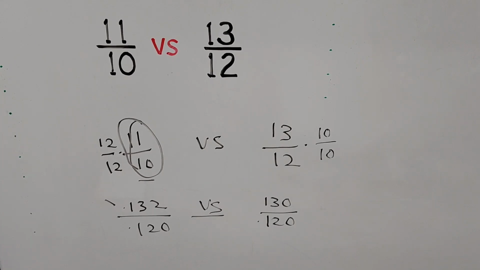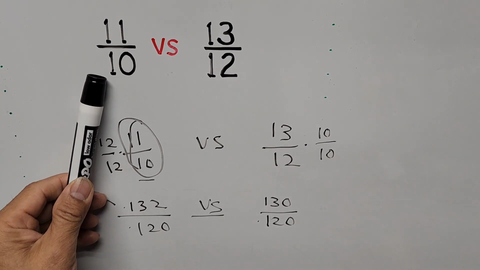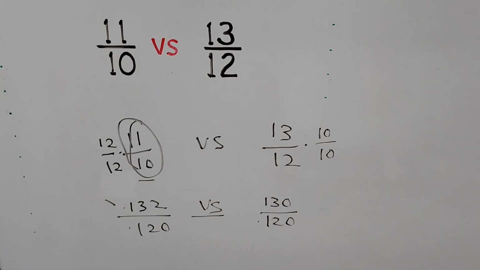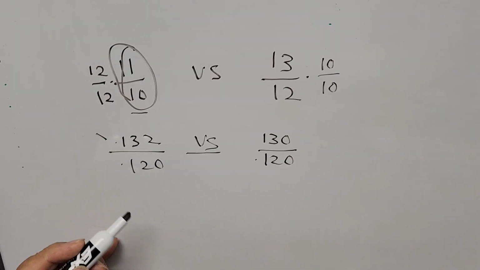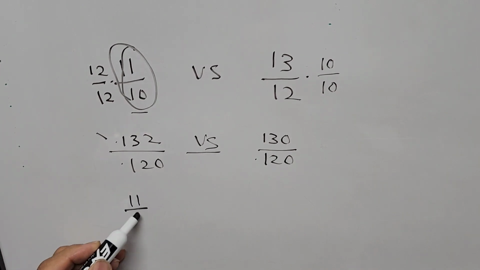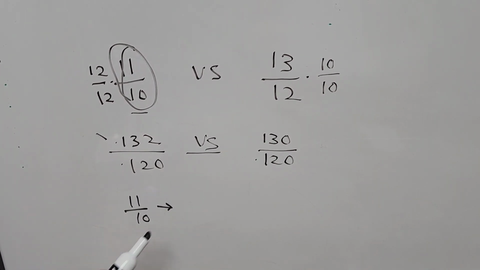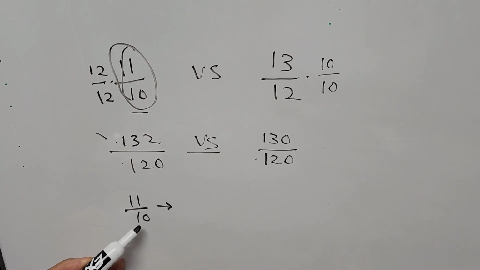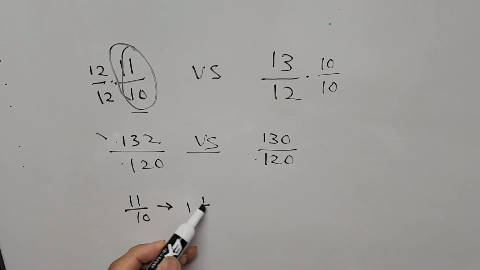Another way to figure out which one is larger is to set both fractions into mixed numbers. What does that mean? A mixed number is a composition of one whole number and a fraction. Let's start with 11 over 10. Converted to a mixed number, or mixed fraction, if we divide 11 by 10, that is 1, and the remainder will be 1 over 10.